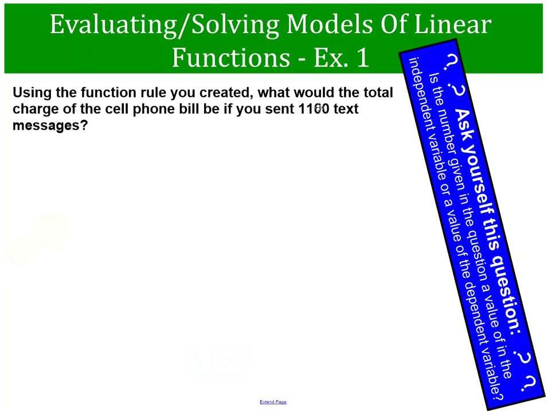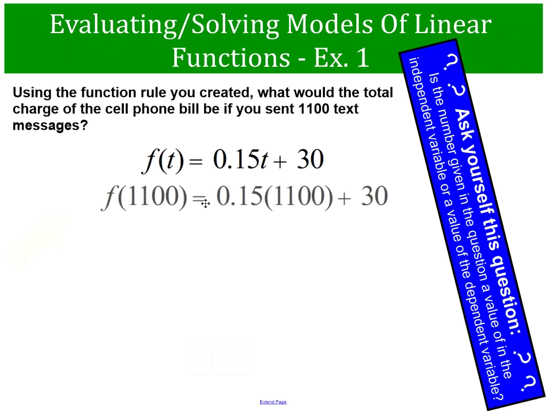The number here is 1100. So what is that? Text messages. Okay, that's the independent variable. So when you are given an independent variable, you're using the same function rule from the last slide, right? And you're substituting and evaluating. Same thing as lesson 3.1 that we learned. You're evaluating for a value of the independent variable 1100, substituting that 1100 in for t in this top equation, and then just evaluating the right-hand side of this numerically.